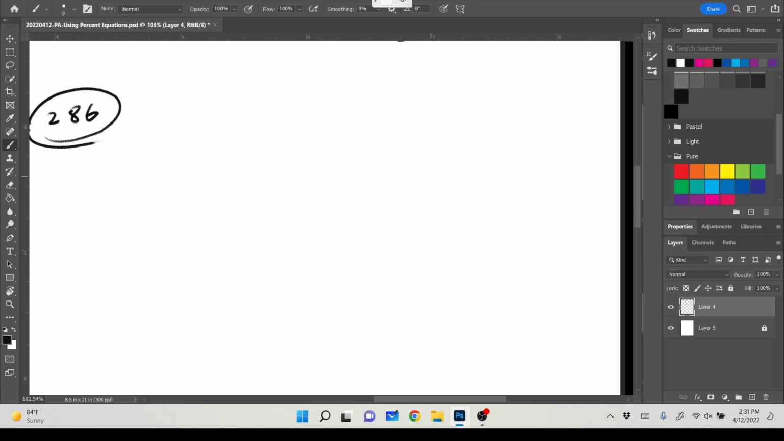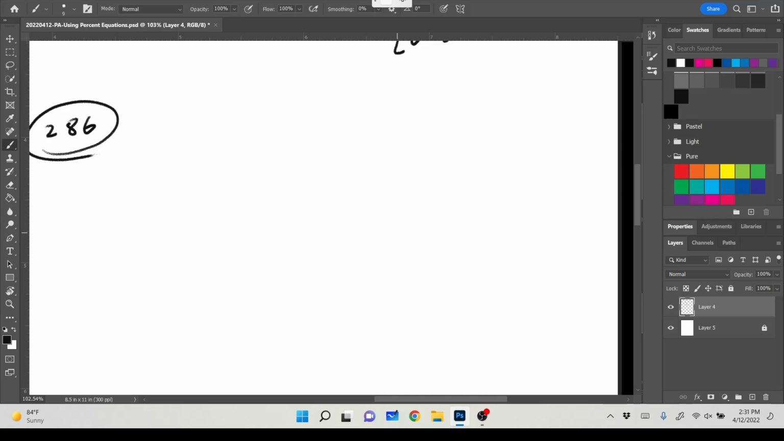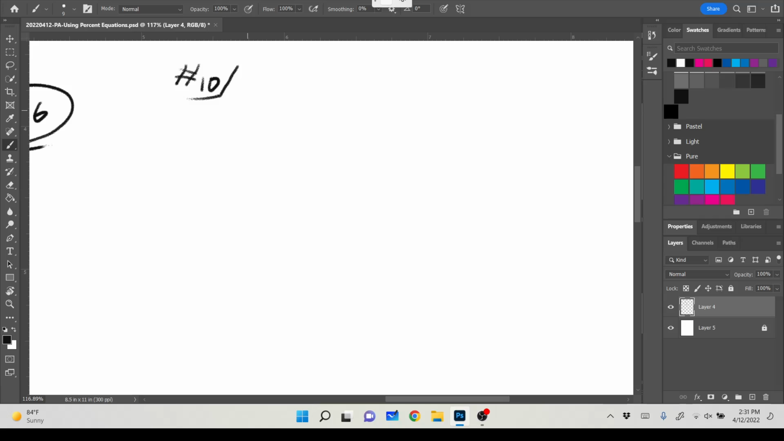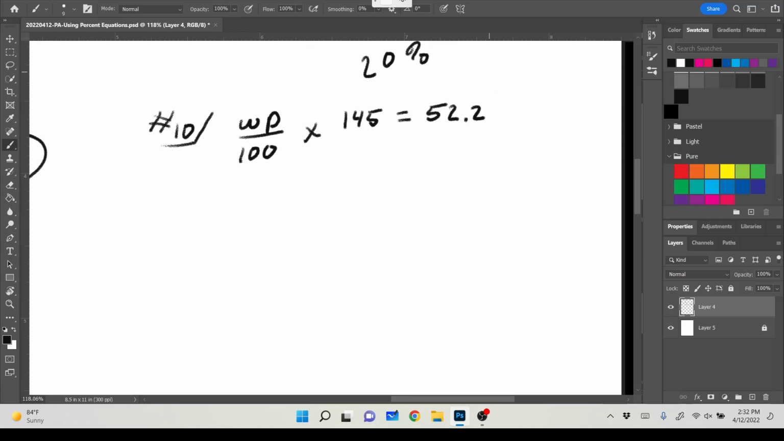We can look at it real quick and see if we can discover your mistake. We may not have to do it all. Let's see. Number 10. It says, what percent of 145 is 52.2? So how are we going to set that up? That would be P over 100 times 145 over 1 equals 52.2 over 1. All correct so far. Now what?